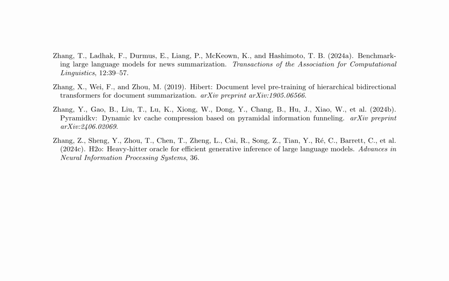The paper discusses the optimization of large language models for news summarization, focusing on the importance of efficient caching mechanisms. It references Zhang et al. 2024a, who benchmarked large language models for news summarization, highlighting the need for efficient caching strategies to reduce computational costs. The authors also cite Zhang et al. 2019, who proposed HIBERT, a document-level pre-training method using hierarchical bidirectional transformers for document summarization. This work demonstrates the potential of pre-training techniques in improving the efficiency of language models.